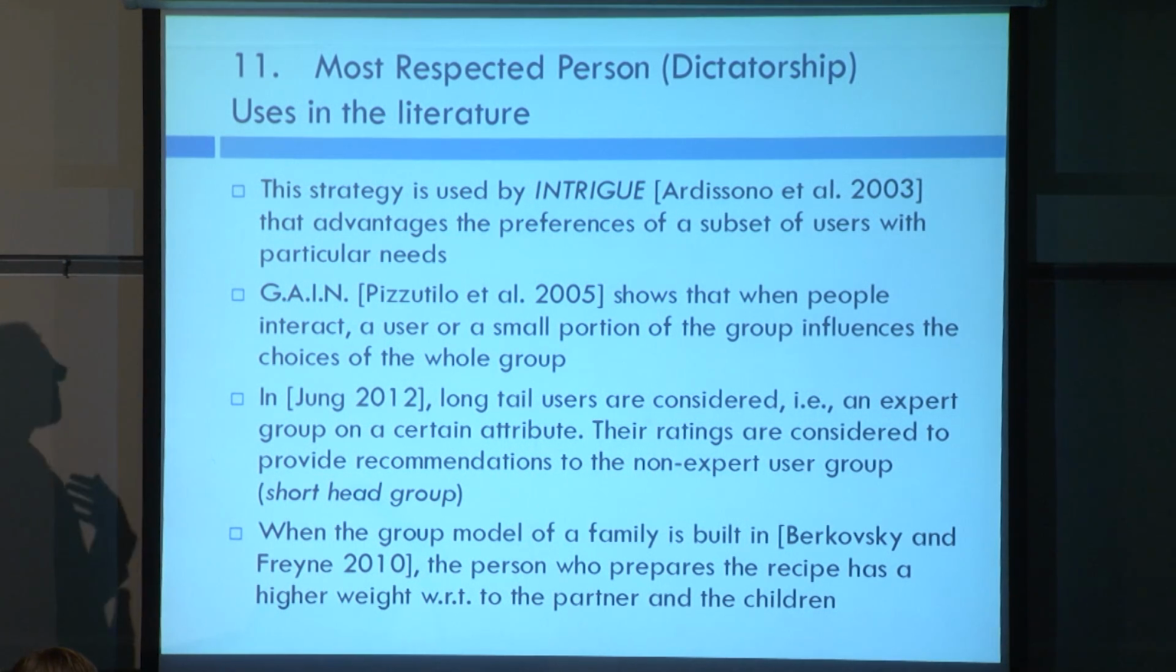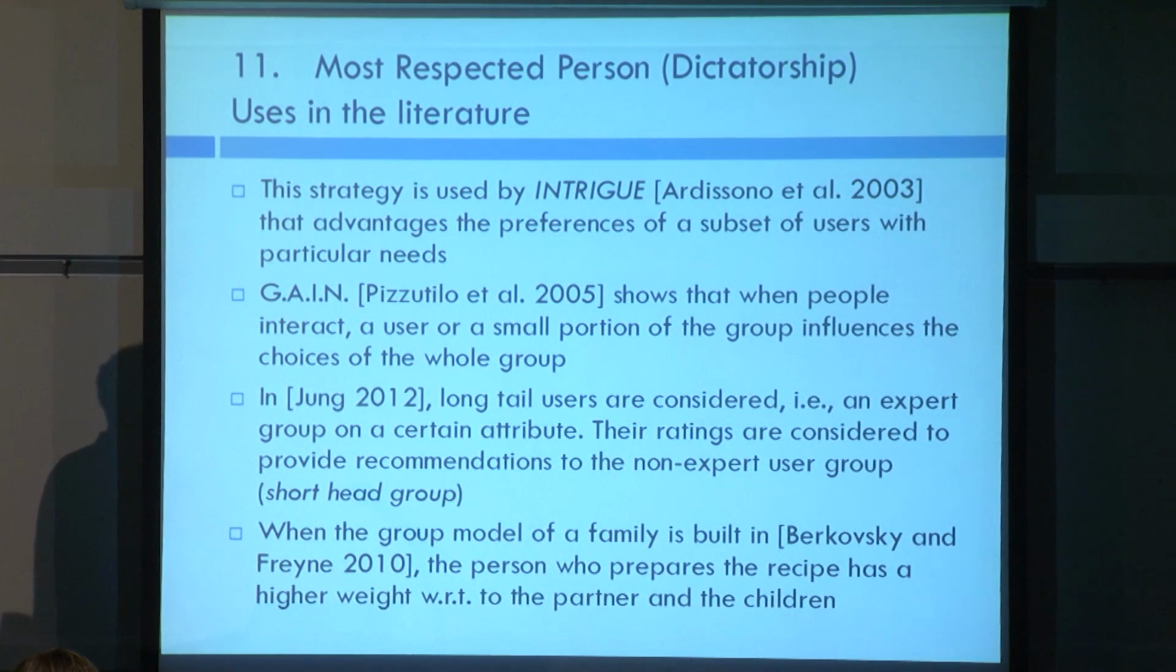As you can see, this strategy has been adopted in various contexts in the literature. We have Intrigue that, as I said earlier, advantages subsets of users with particular needs. Then we have GAIN, in which the authors show in the study that when people interact, just a user or a small portion of the group influences the choice of the others. Then we have this paper from 2011 by Jung, which considers long-tail users, which are users that are considered experts on certain attributes, and their ratings are used to provide recommendations to the non-expert user groups, which are called shortened groups.